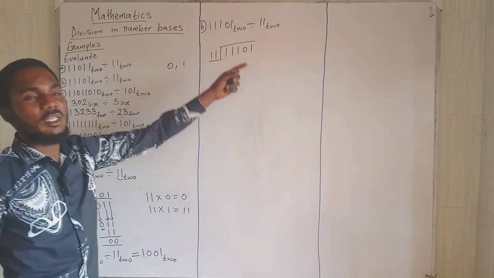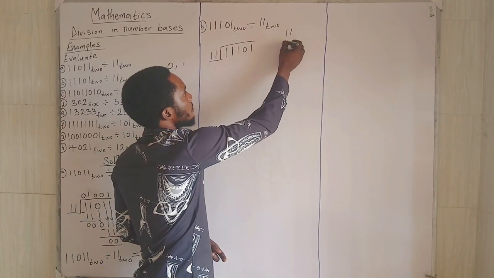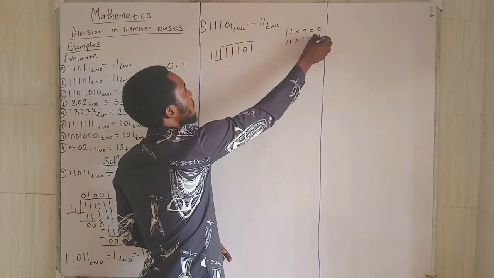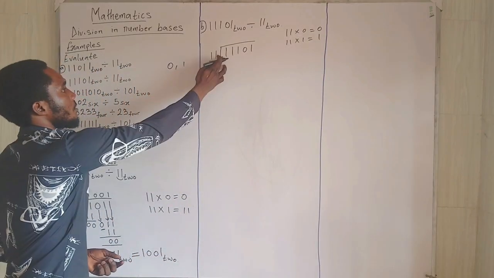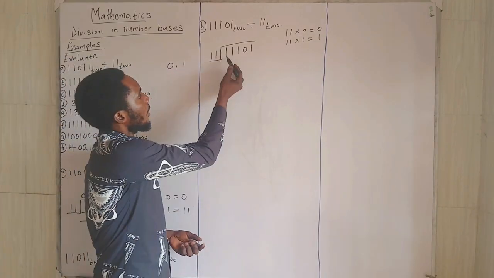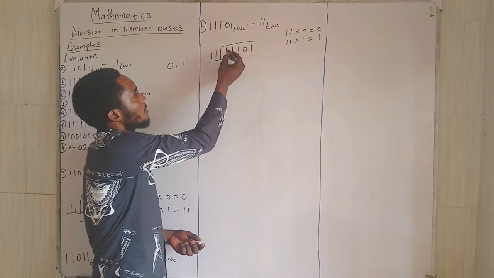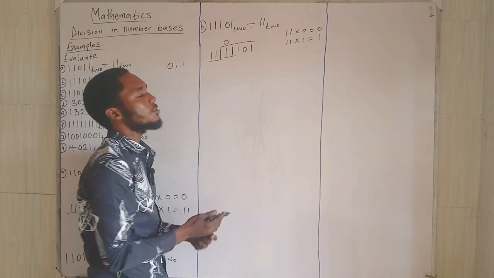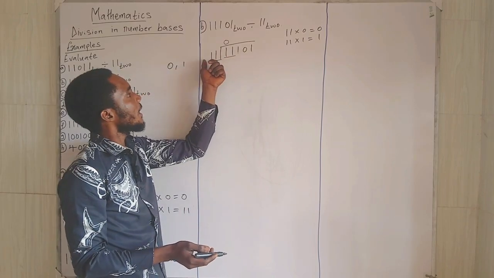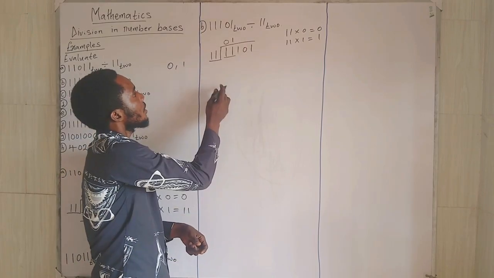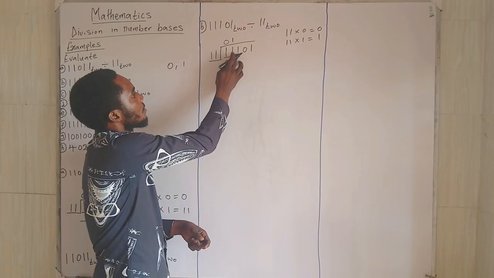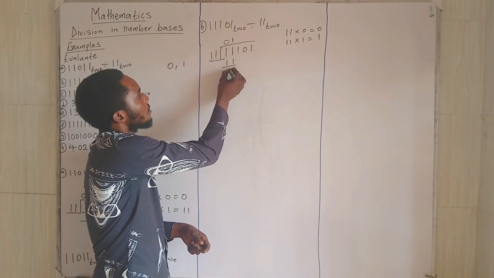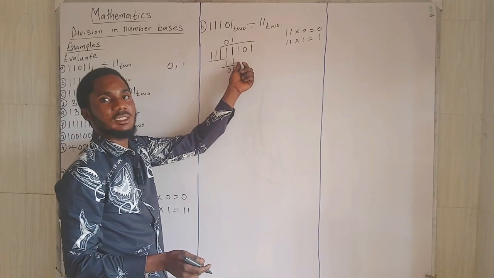The second example. Also, the divisor is 11 multiplied by the digits used. The first one is 1 divided by 11, that is 0. It's not possible. We join the first 2 digits together. 11 divided by 11, we have 1. 11 multiplied by 1, that is 11. Subtract: 0, 0. We bring down the next digits.